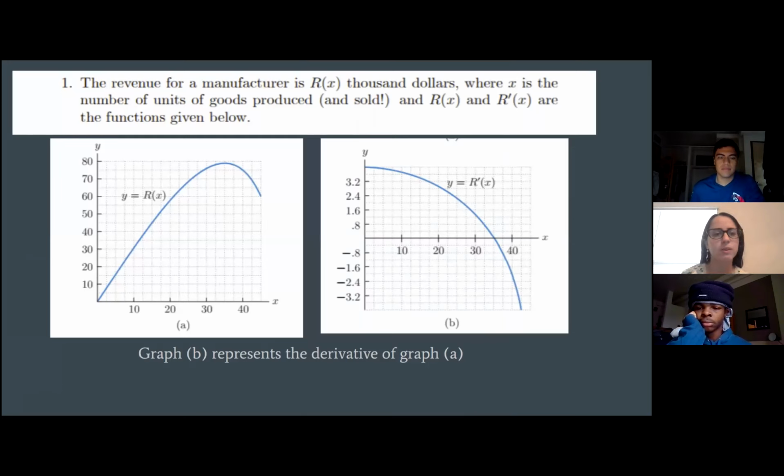Okay, so for this presentation, we're being presented with the problem, and it says that the revenue for a manufacturer is R of X, in $1,000, where X is the number of units of goods produced and sold, and R of X and R prime of X are the functions given below. So just by looking at the graphs, we can see that graph B represents the derivative of graph A. So that's the conclusion we can come up to.